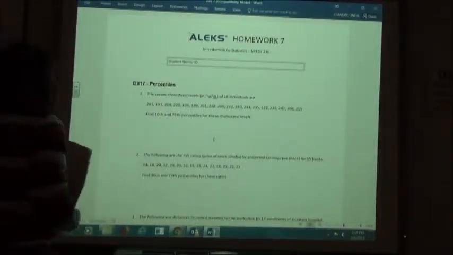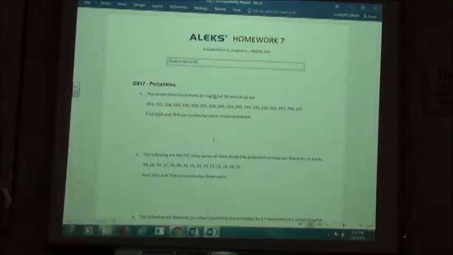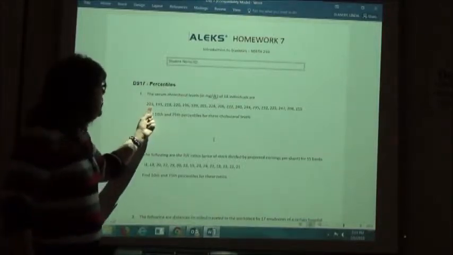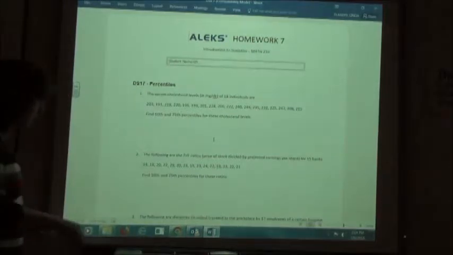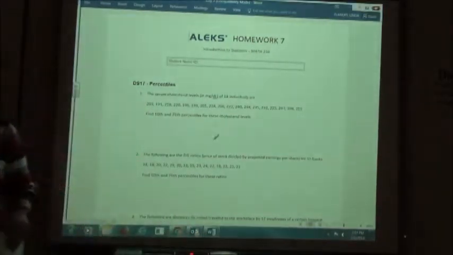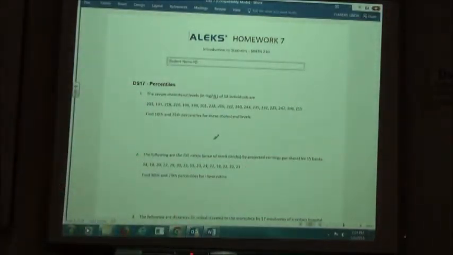So on homework 7, when we do the percentiles, we're finding which numbers are in which percentile of our list. So first thing you probably want to do is get your numbers all sorted in order. And so, are we still working on number 1? Got the numbers in there in order.